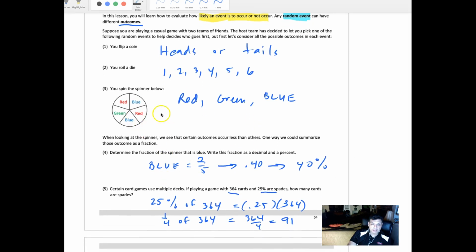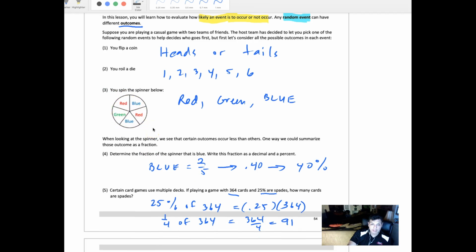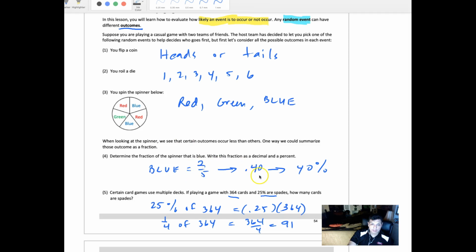And so using this as our first example, determine the fraction of the spinner that is blue. You'd see 2 out of 5. Those are 5 equally cut parts. So how do you turn that into a decimal? I'll just go ahead and divide, get a calculator, and do 2 divided by 5. And you get 0.40 or 40%. If you want to quickly look at another way to do that, you may remember 2/5 is the same as 4/10. They're equivalent fractions, and so that's where you get your 40%.